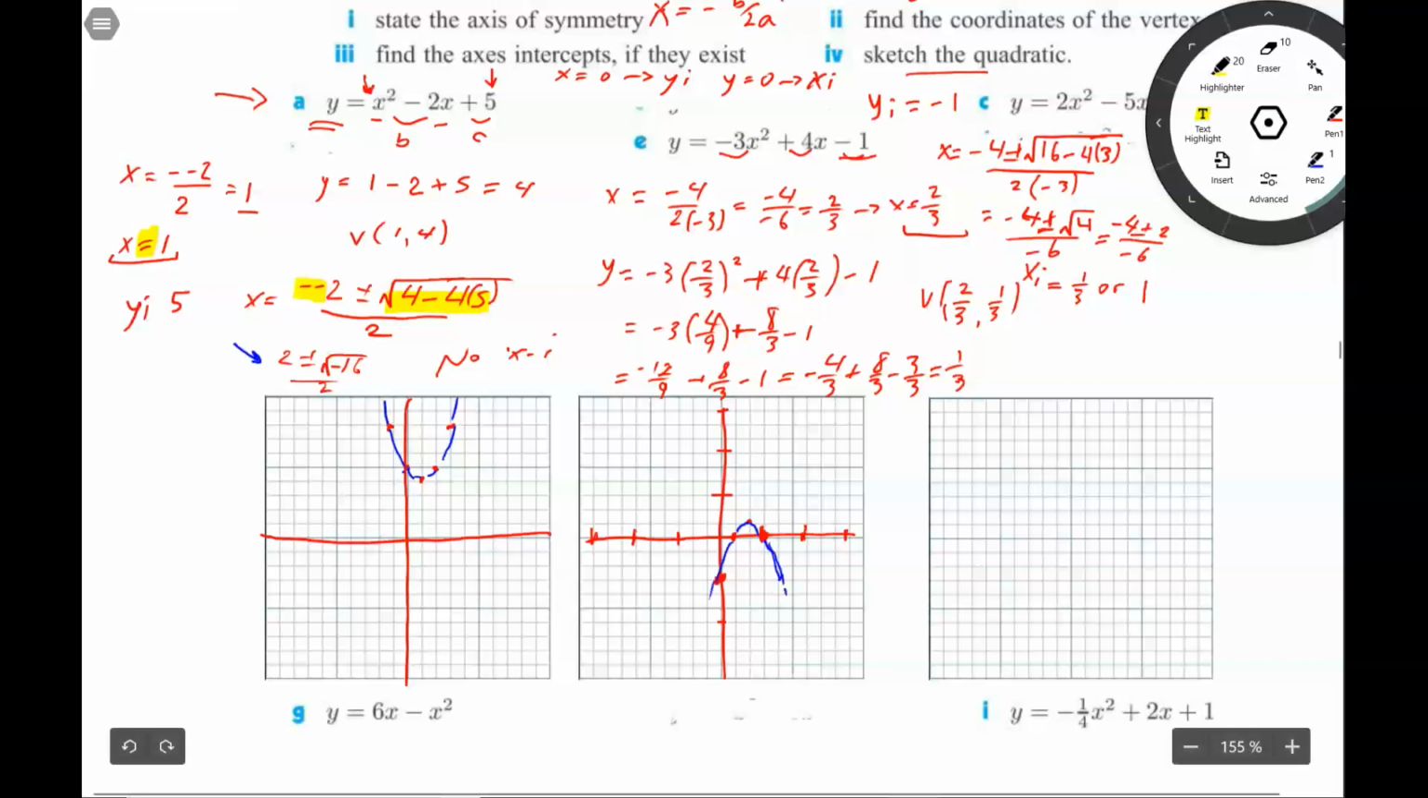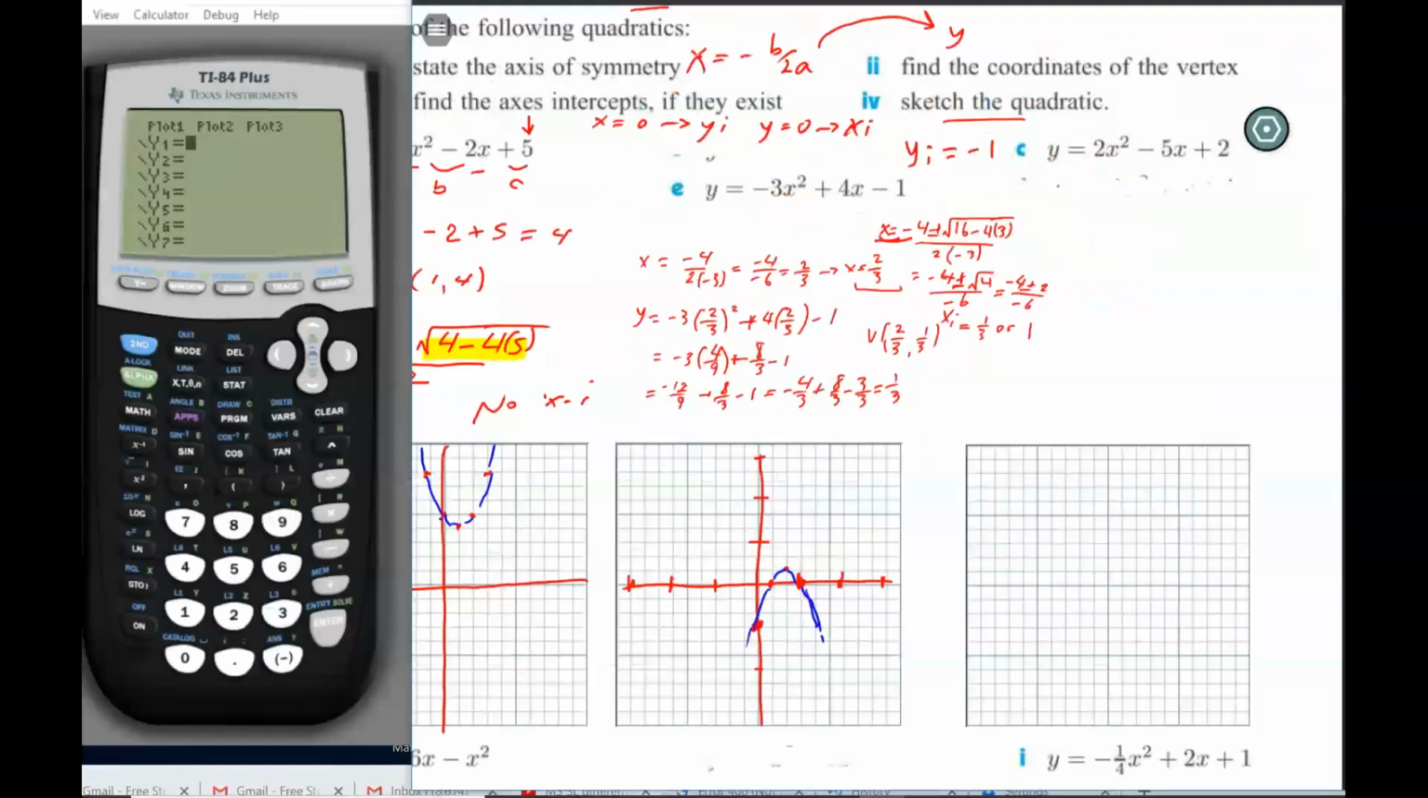Now let's go to C. Okay, now I'm not saying that all this arithmetic algebra is not fun, but I want to show you how to use the calculator too. So C is an ideal problem to show you the calculator method. So let's do it. First thing you're going to do is take this function, 2x squared minus 5x plus 2, and type it into the screen y equals.